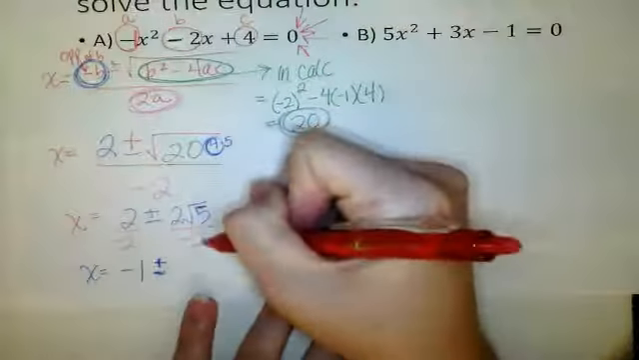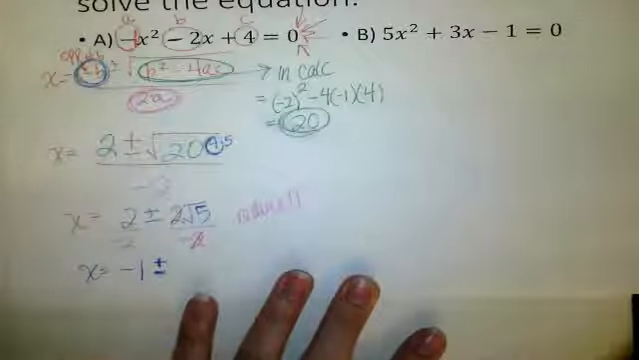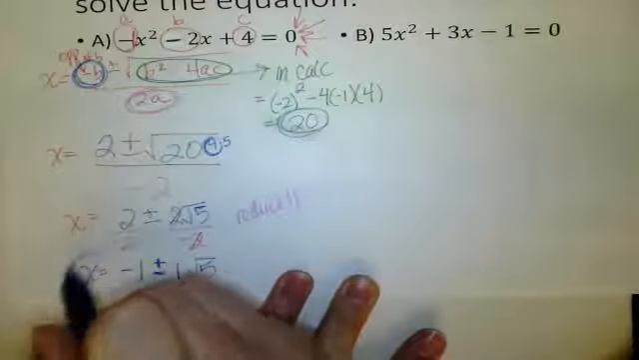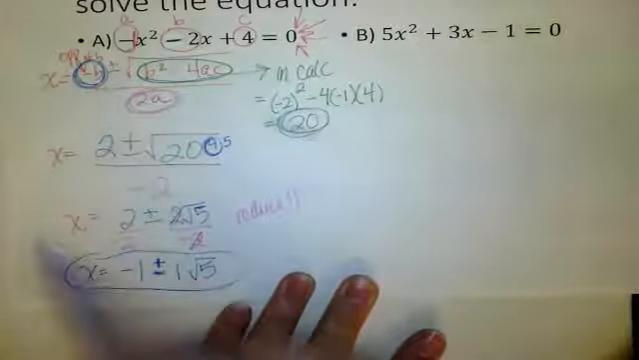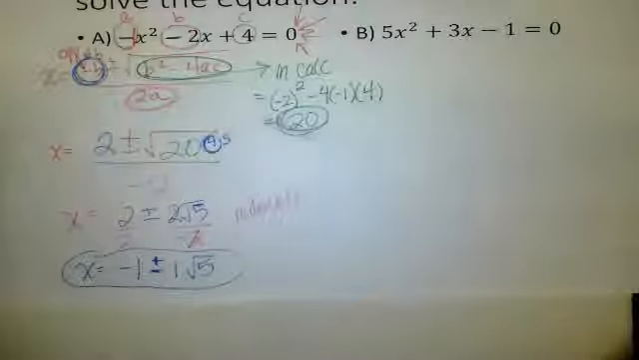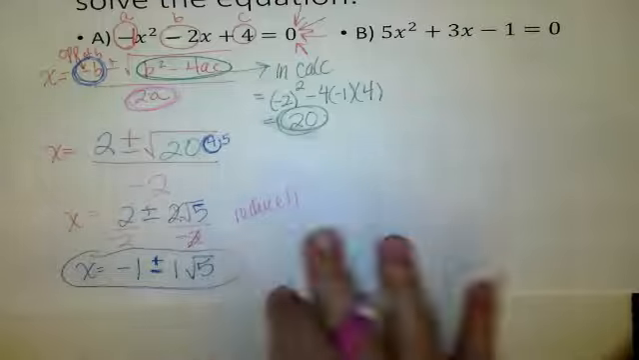And then we can reduce our 2 into 2. 2 goes into 2 one time. So we get 1 radical 5 or just radical 5. Negative 1 plus or minus radical 5. Hopefully you'll get really good at this and can do it really, really quickly. All right, let's try the next one.